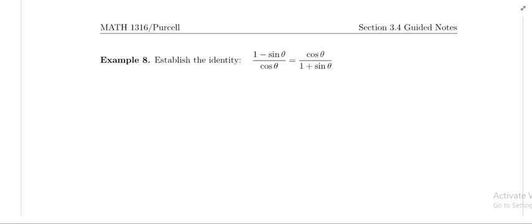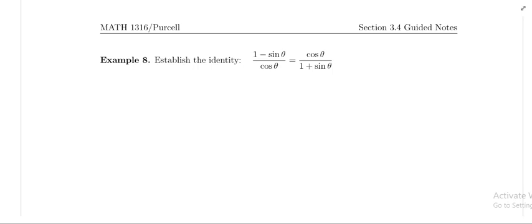Before I do this problem, I want to be clear. When it comes time to have a test over this material, remember you're going to have section 3.3 on there as well, and that was solving equations. So you need to pay attention to the directions. When you see the directions establish the identity, that means what follows is an identity. This equation is true no matter what the value of theta is. So it doesn't make sense to solve for theta because it's going to work for every theta value.